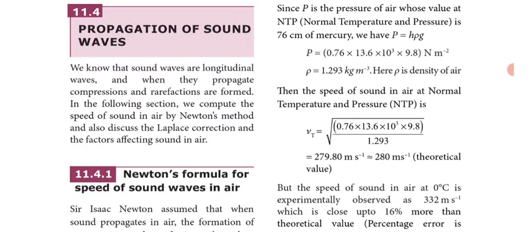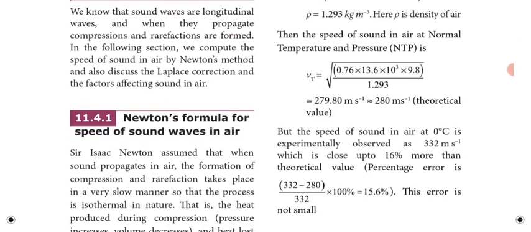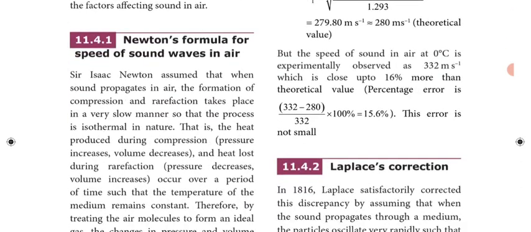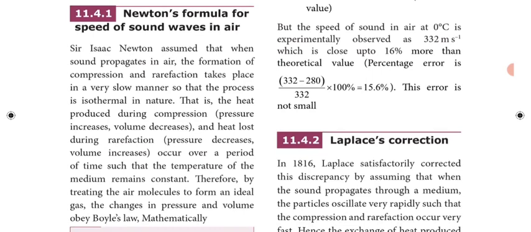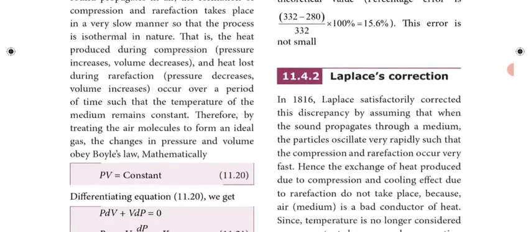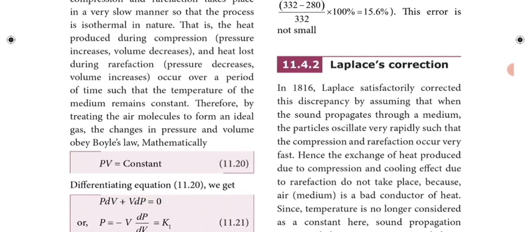We know that sound waves are longitudinal waves, but when they propagate, compressions and rarefactions are formed. In the following section, we compute the speed of sound in air by Newton's method and also discuss the Laplace correction and the factors affecting the speed of sound in air. First of all, Newton's formula for the speed of sound waves in air: Isaac Newton assumed that when sound propagates in air, the formation of compression and rarefaction takes place in a very slow manner, so that the process is isothermal in nature. That is, the heat produced during compression and the heat lost occur over a period of time such that the temperature of the medium remains constant.